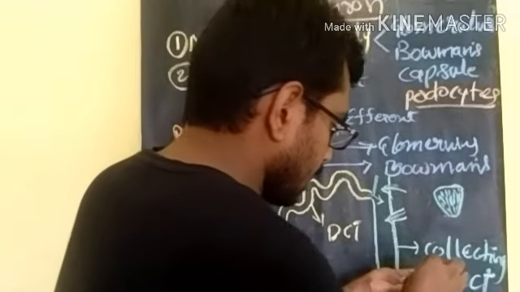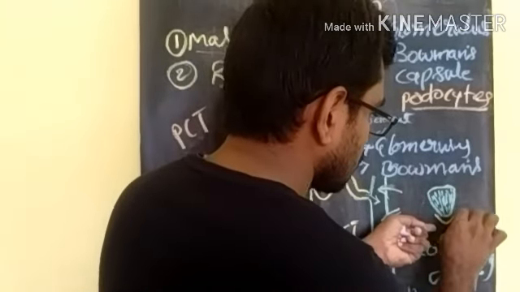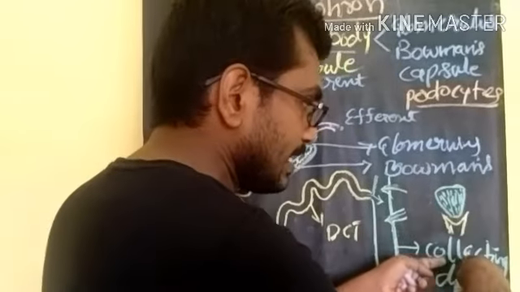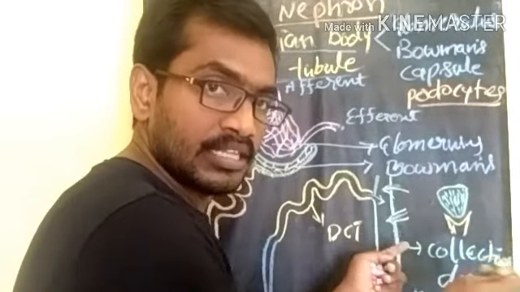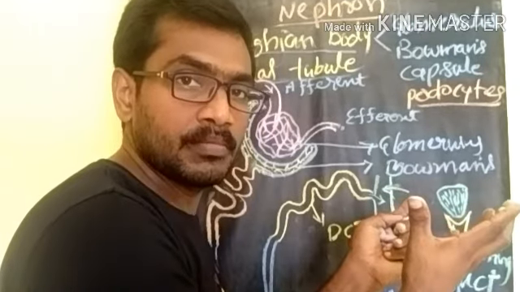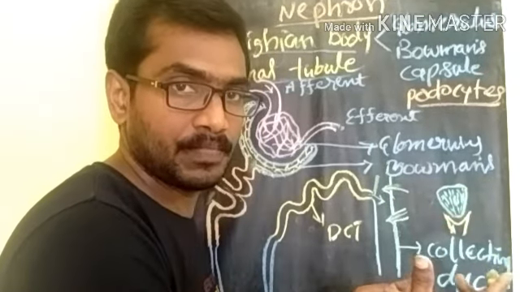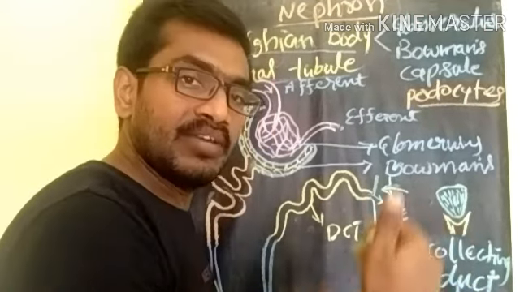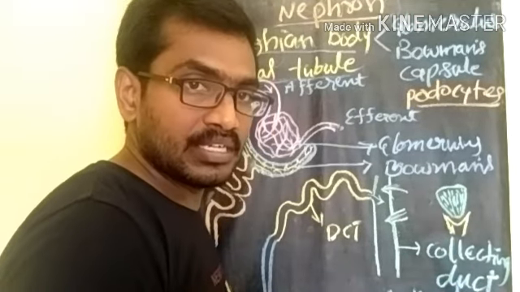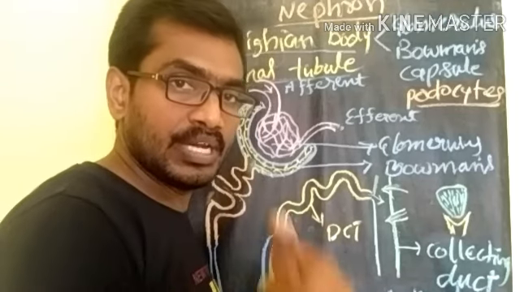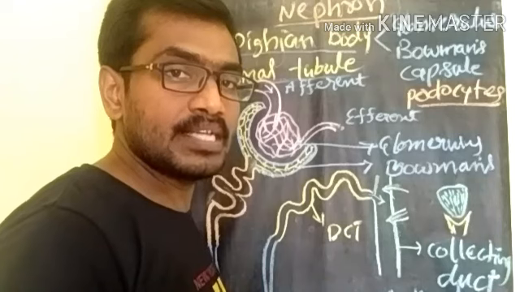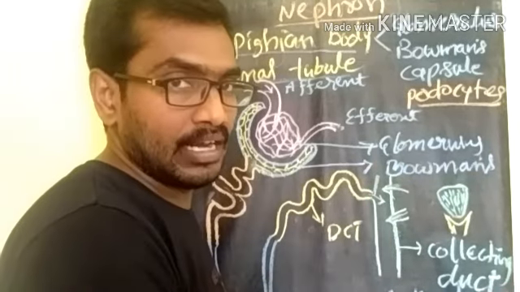Below that we have calyx-like structures called calyces. Together the calyces form the renal pelvis. From the pelvis they open into the ureters. From the ureters, urine goes to the urinary bladder. From the urinary bladder it opens out through the urethra.